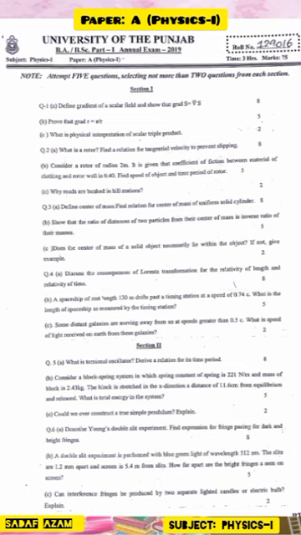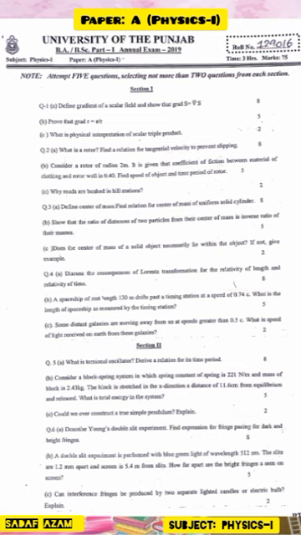Question number 3A. Define center of mass. Find the relation for center of mass of a uniform solid cylinder. B. Show that the ratio of distances of two particles from their center of mass is the inverse ratio of their masses. C. Does the center of mass of a solid object necessarily lie within the object? If not, give an example.